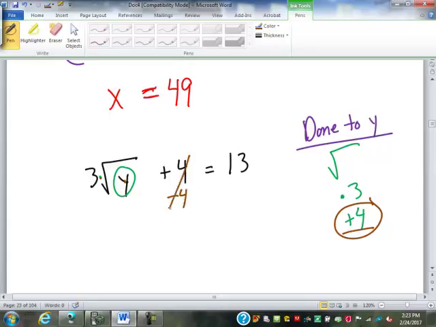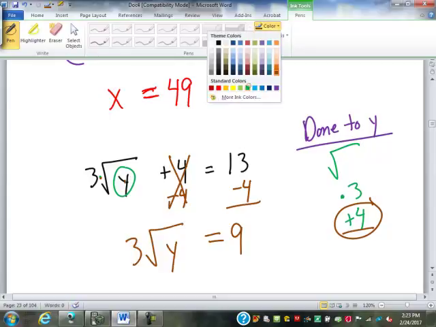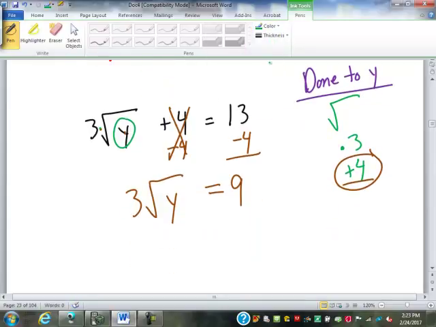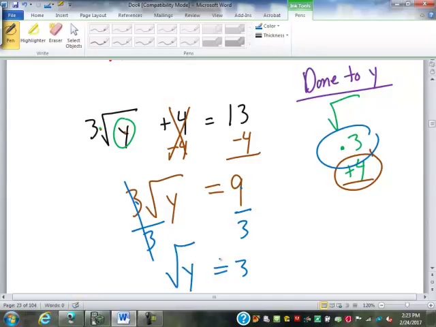Subtract 4. That takes that piece right there off. So 13 minus 4 is 9. The left side is just the 3 times the square root of y. Then what do we have to do? Exactly. Divide by 3 is the next thing we've got to do. We're getting rid of the multiplying by 3. So 9 divided by 3 is 3. The 3's here cancel out, and we're left with the square root of y.